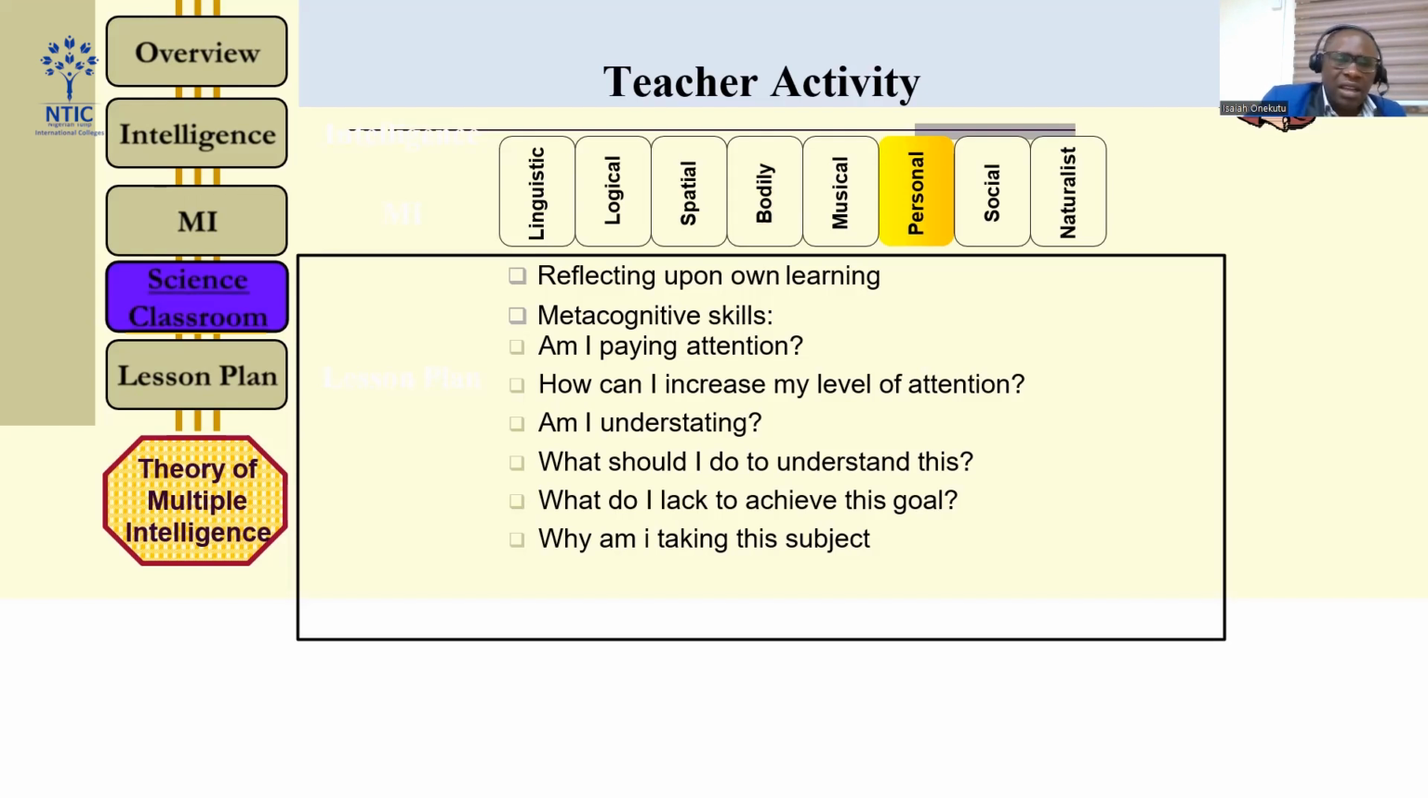Am I understanding? And how do I understand? What do I need to do to understand? What should I do to understand this? What do I lack to achieve this goal? Why am I taking this subject? Now that is what it means. There is a self-reflection that goes within.